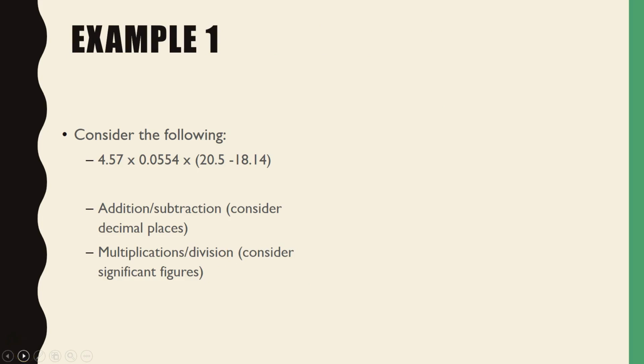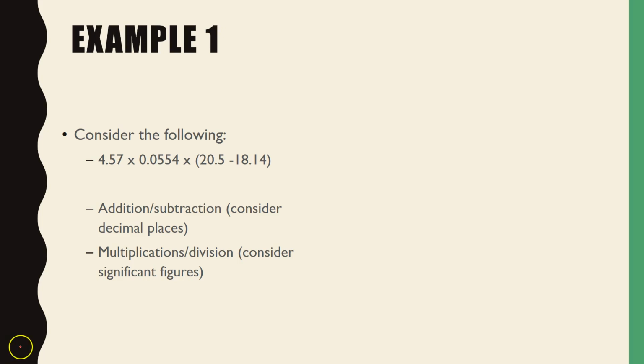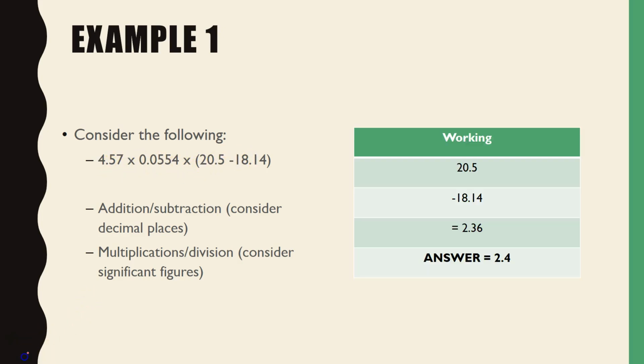So in this case, with this example here, let's consider this one. 4.57 times 0.554 multiplied by 20.5 minus 824. So you use BODMAS to complete this sum here. You solve the brackets first, and then you multiply that number by this number, and that would get you this number here. The answer is 2.4 because the least number of decimal places that we have is 1. So we can only answer to one decimal place.